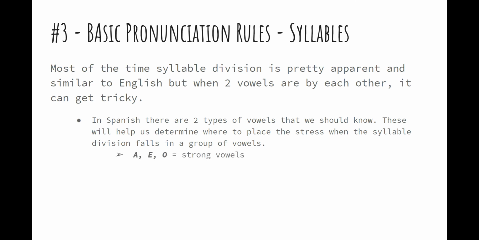So we have what's called strong vowels and weak vowels. You have the English A, E, and O are going to be our strong vowels, our Spanish A, E, and O. And then our weak vowels are the remaining two, the English I and U, Spanish E and U.